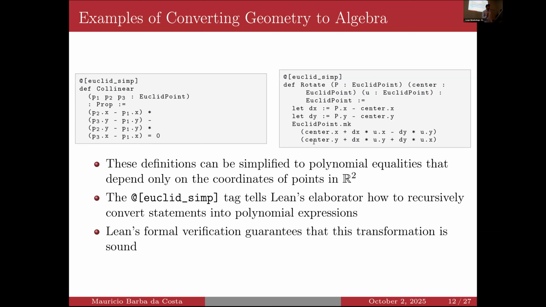Okay, so here's what it looks like to do this in Lean. On the left, I have the predicate for collinearity, and the way it's defined is just using this dot product thing. And on the right, I have the predicate for rotation, and that's defined using this matrix multiplication thing. So I have these simp tags above the theorem that are going to tell the Lean elaborator how to unfold these predicates so that you have something purely algebraic, something purely polynomial at the end of the elaboration. And these definitions are going to get unfolded when you apply the simp tactic.